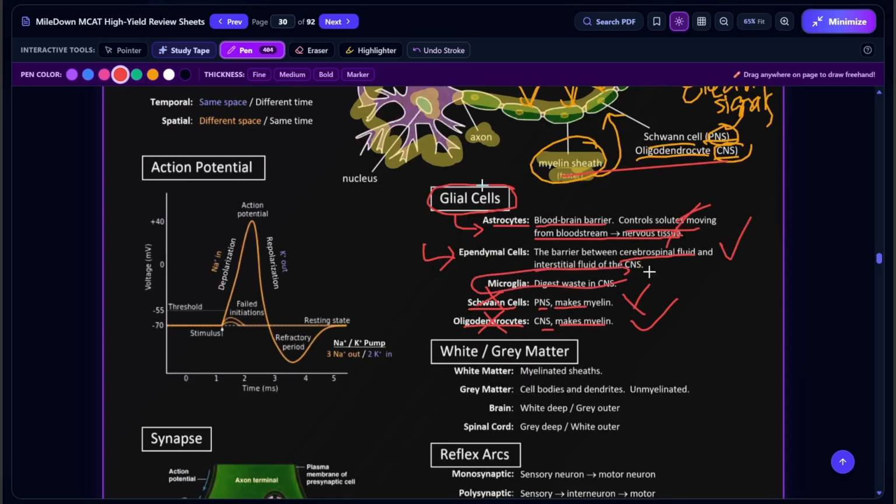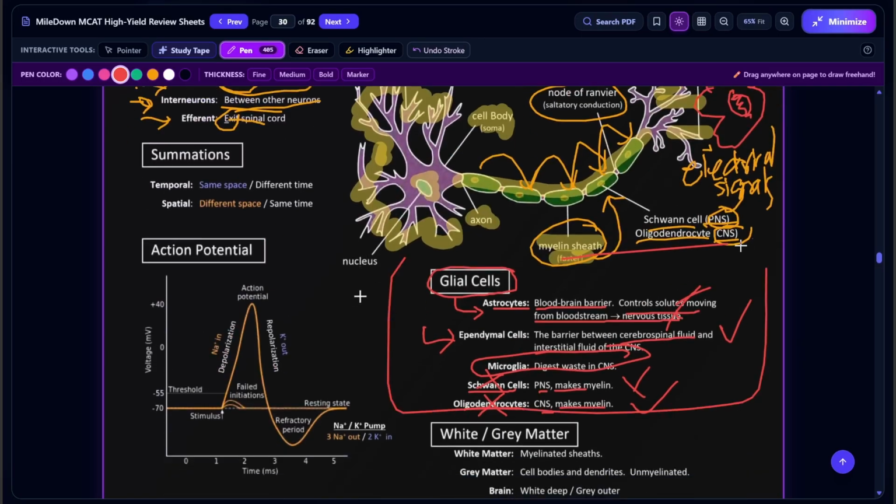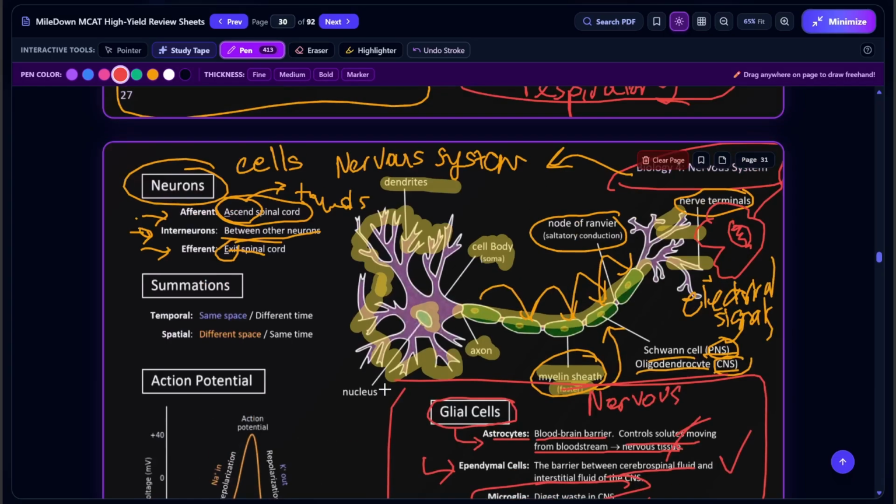And then lastly here, microglia digest waste in the central nervous system. All right, so those are other cells in the nervous system, and they're kind of like support cells, and you can think of your neurons as the main cells sending electrical signals. Okay, that's too much annotation that I made there.